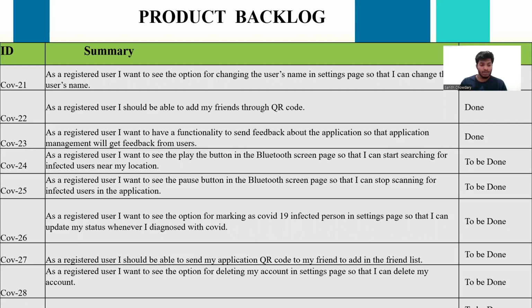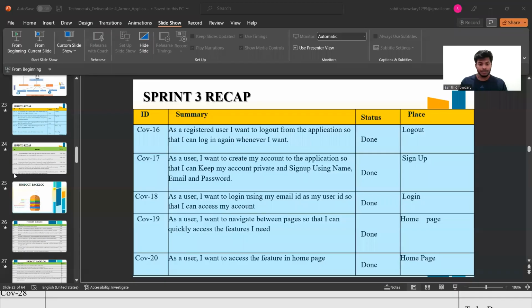application. And in CO27, the registered user should be able to send the application QR code to his friend to add in the friends list. And in CO28, the registered user should be having an option to delete his account, so that all his data will be removed from the application.